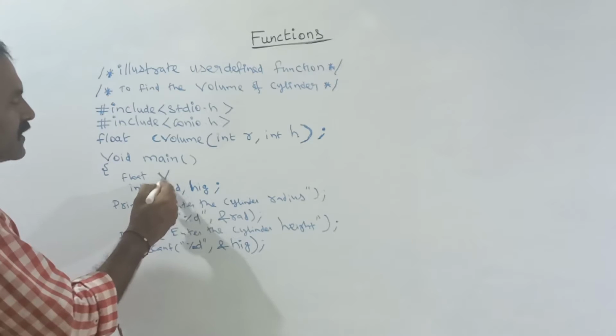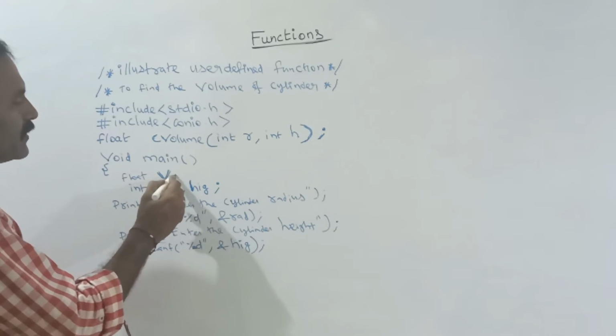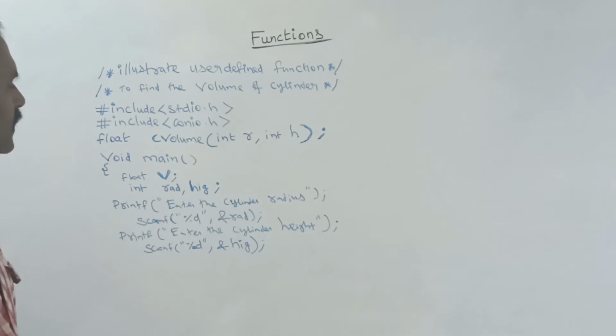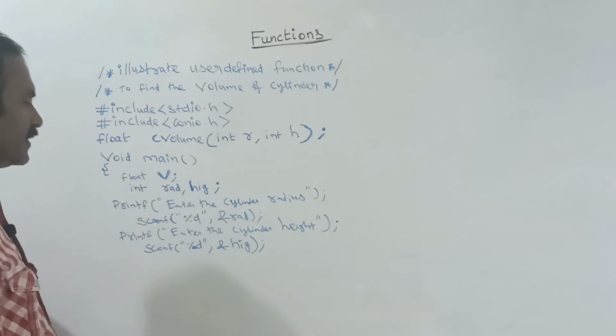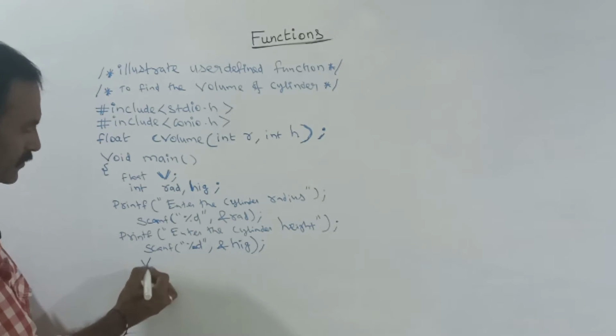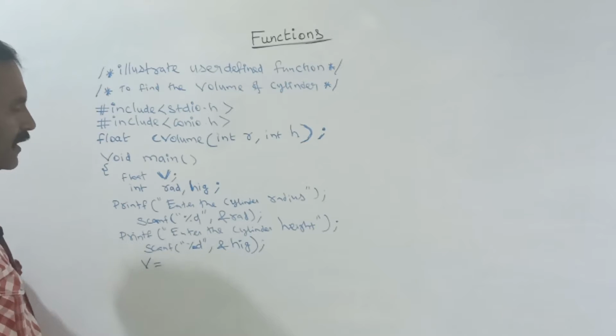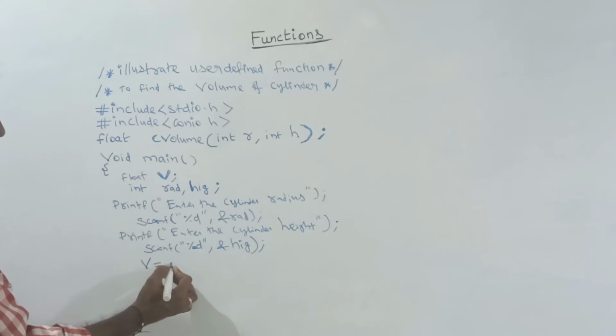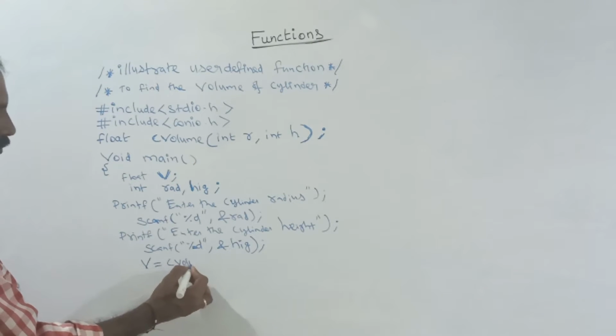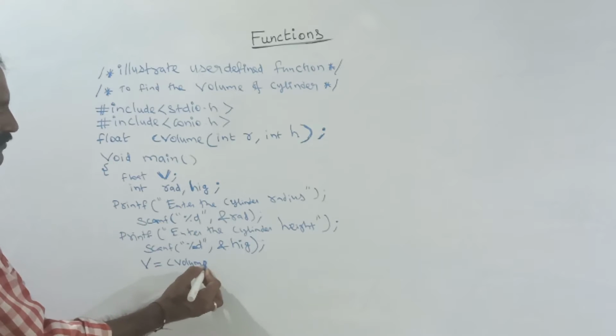Let's declare it as v. V stands for volume. Here I am storing that return value in v. So v is equal to, this is the function call. I am calling the function. My function name is c volume, cylinder volume, c volume function name.